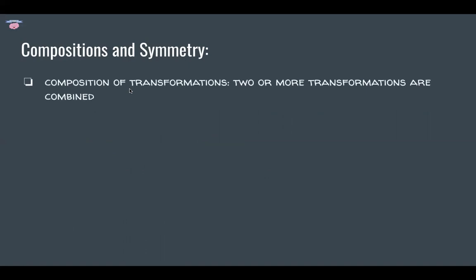A composition of transformations is when two or more transformations are combined. An example: let's say I have this point. I want to reflect it across this first, and then rotate it 90 degrees clockwise, so it'll be negative 90 degrees, if you recall. So this is basically a composition of transformations. A composition of isometries is an isometry.